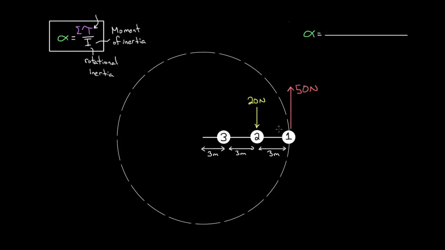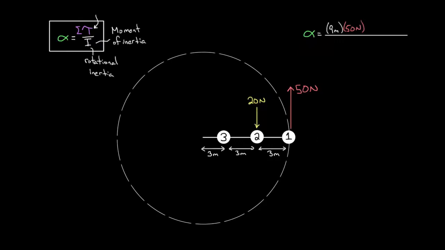What R? Be careful. You might think 3 meters. But no, the R is always from the axis of rotation, which is the center, all the way to where the force is applied. So the torque from this 50 is going to be 9 meters times the 50 newtons. Now we've got a torque. It's not a torque until you multiply that force by an R. So that was the torque from the 50 newtons.